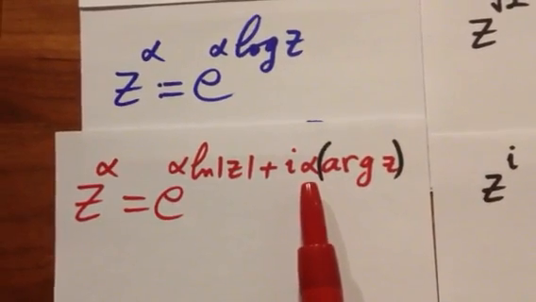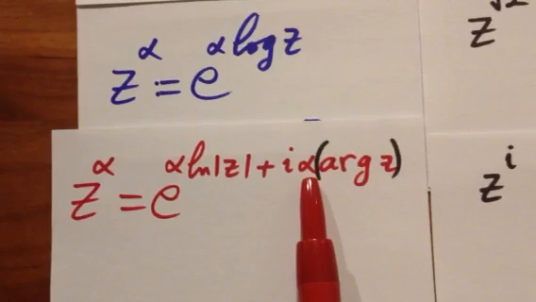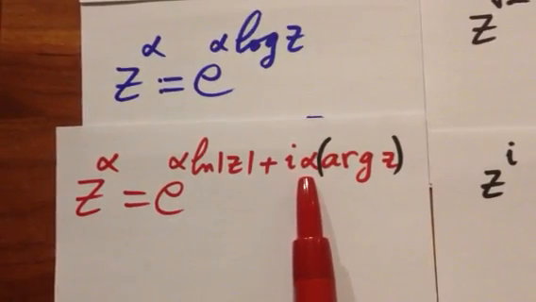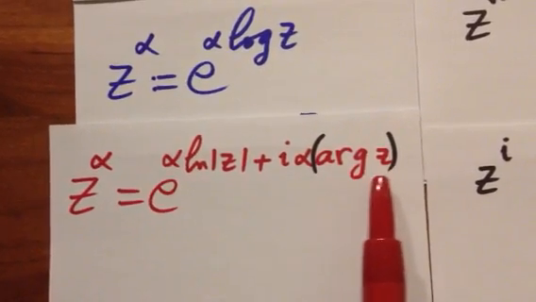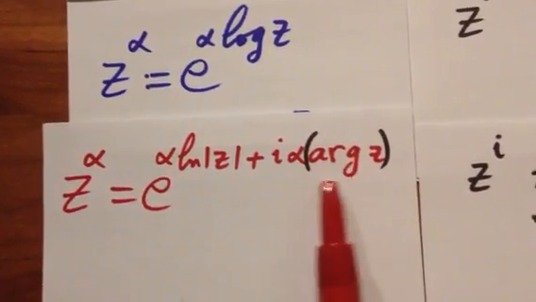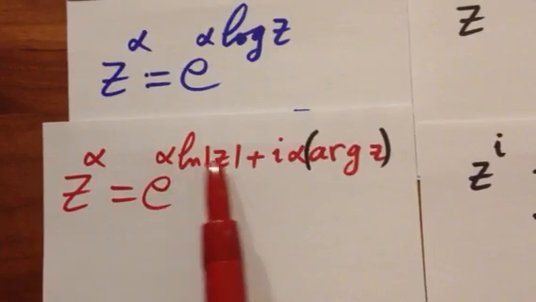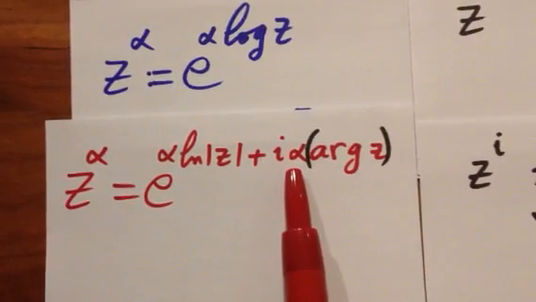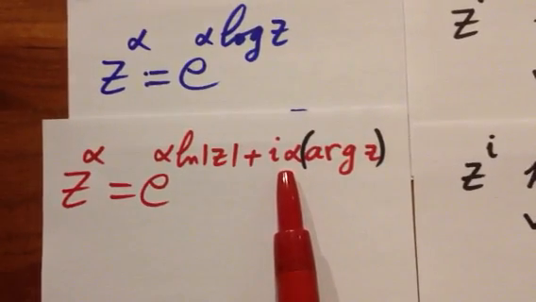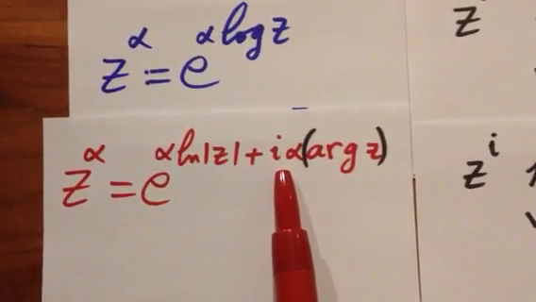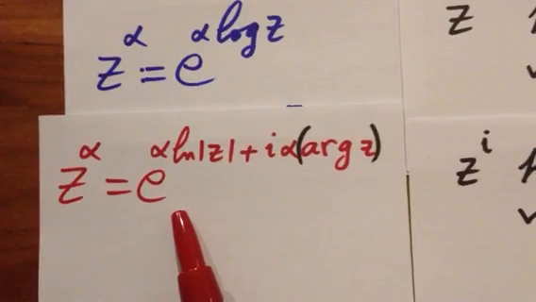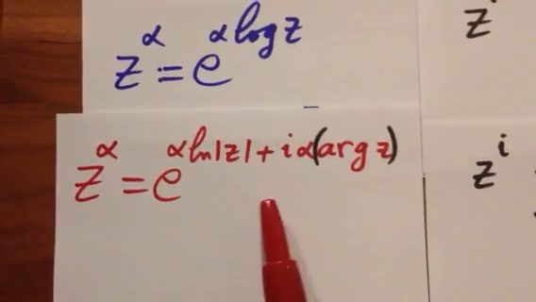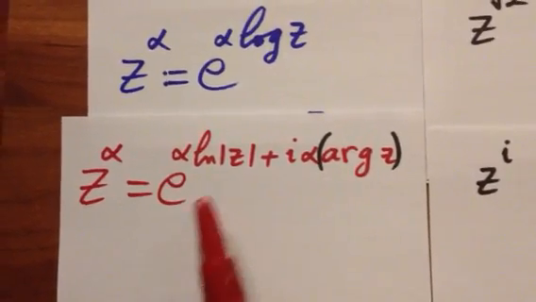In the non-real case, the imaginary part of alpha times the argument of z would be a part of the real part of the exponent, because i times i is -1, which is real. And that decides the absolute value of z to the alpha. So in that case, there are infinitely many absolute values.